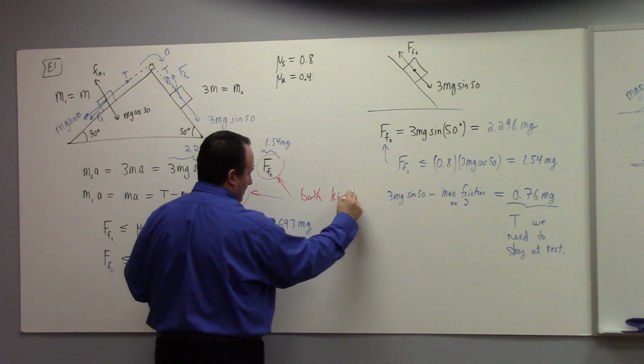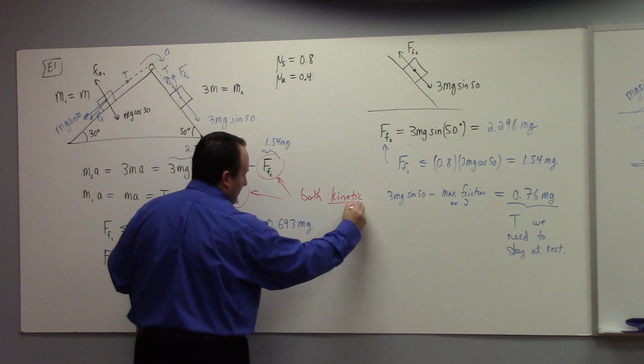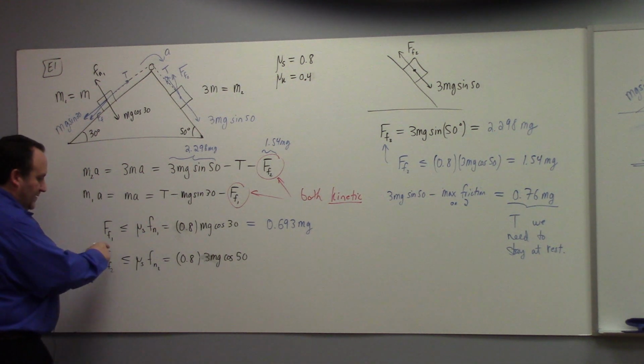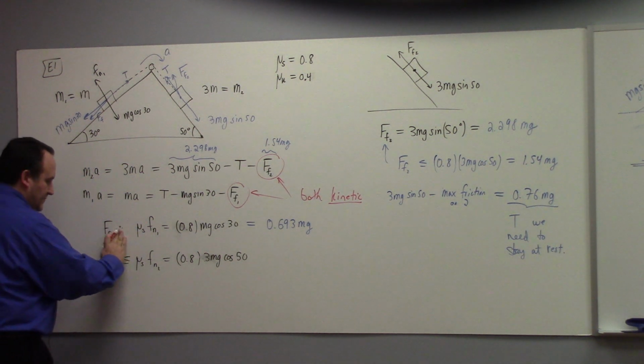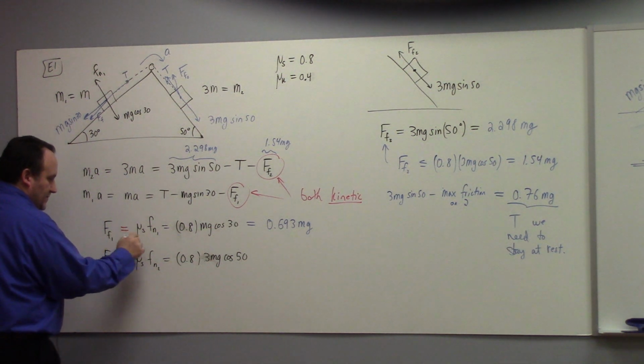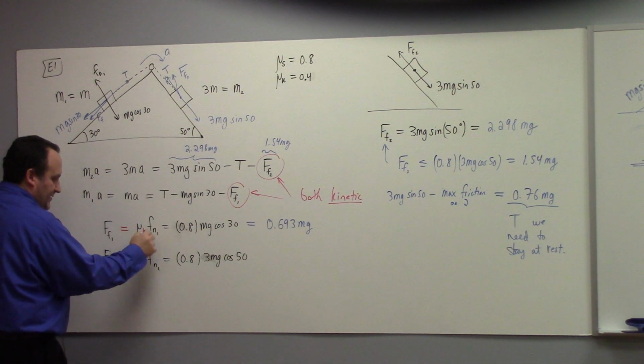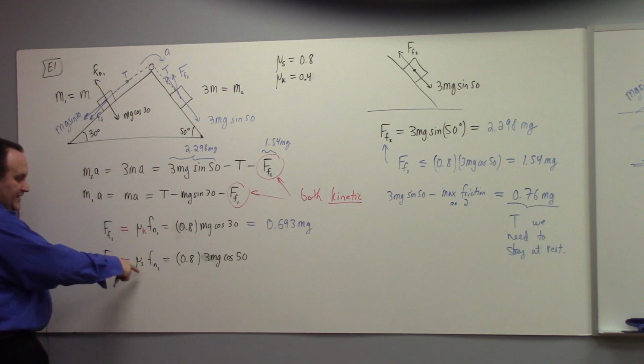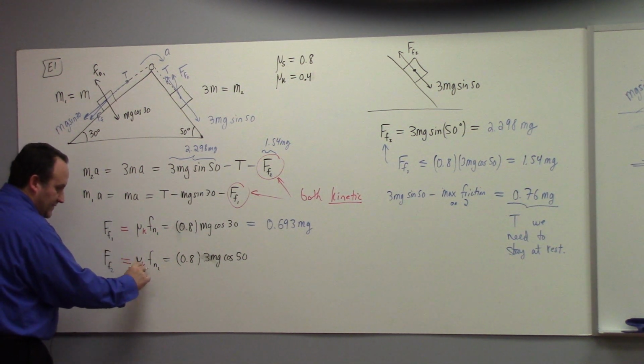Kinetic, right? So that means that the force of friction 1 is actually equal to what? Mu sub k times the normal force. No longer less than or equal to. Kinetic is constant. It's easy. Equal to mu sub k times the normal force.